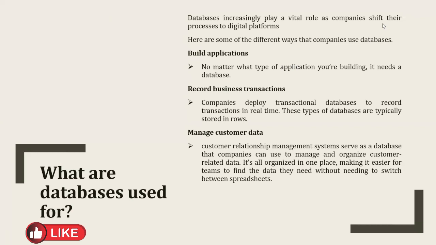So customer relationship management serves as a database that companies use to manage and organize customer-related data. It's all organized in one place, making it easier for teams to find the data they need without needing to switch between spreadsheets. Like I said earlier, on your bank app or any application, even an e-commerce website, you can access past records. So that serves like a management system for you, which you can also call a database. Please, I hope I'm clear. Does anybody have a question? Can I move on?